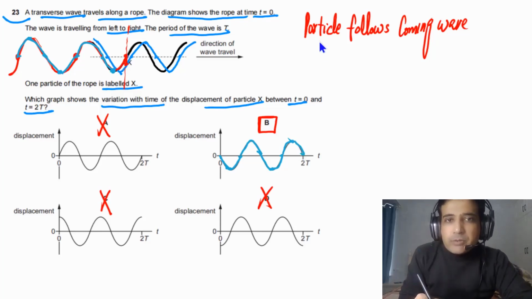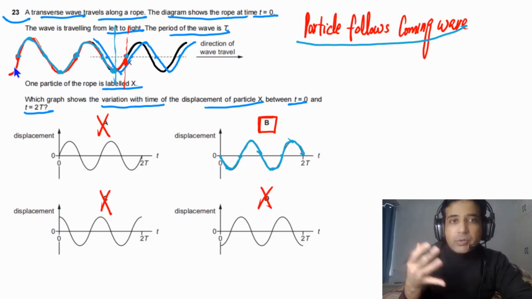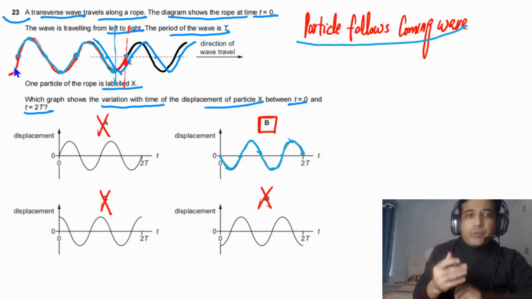Very simple way. Just look at this one. Particle follows the coming wave. If the particle is here, it will follow the coming wave. If the particle is here, for example, where will this particle go? This will go up. So this will be the part of the wave. This will show the variation of displacement with time and so on. I hope this one is clear to you. So this is how you can answer.